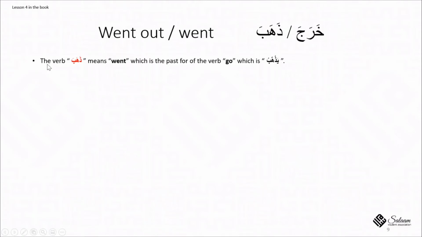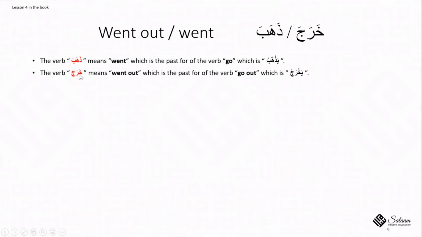So here what I said, the verb dhahaba means went, which is the past for the verb go, which is in Arabic يذهب or idhab. This is the present part, but we will not use this one. We will only use the past one in this lecture. The verb kharaja, also the same thing. The only difference between these, that dhahaba means went somewhere, kharaja just went out of the room, went out of the house, went out of something. And it's the past of the verb go out, which is in Arabic yakhruj. So this is the present form. You don't have to care about this. But these are the verbs that we are going to use.